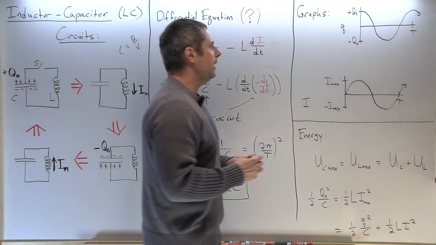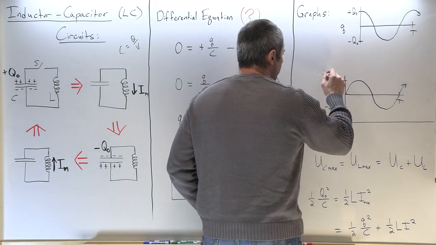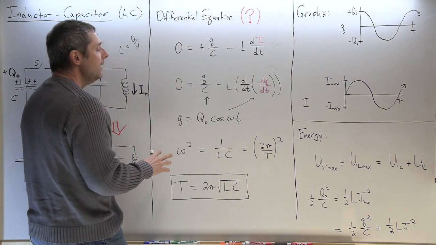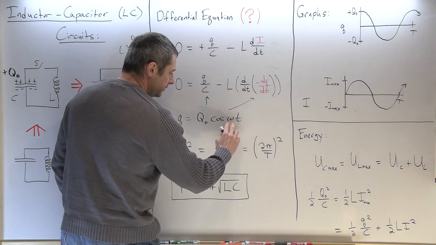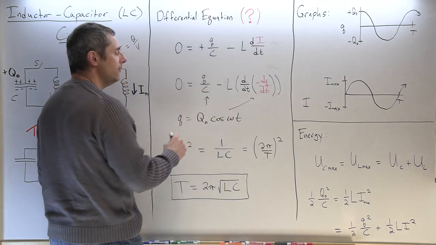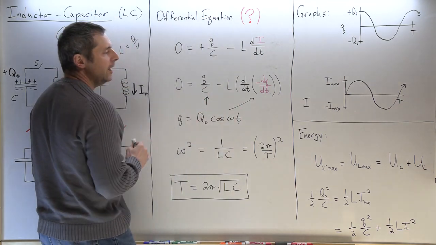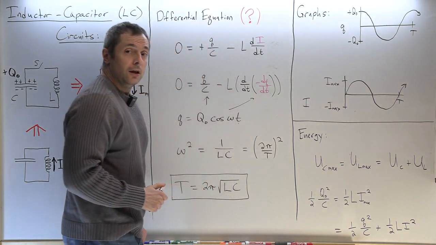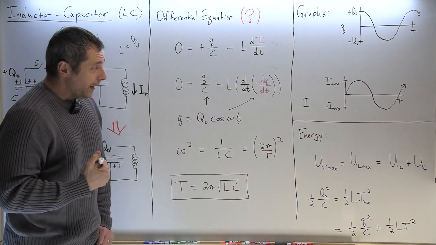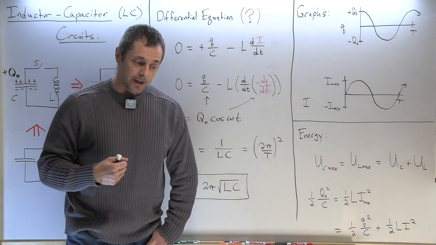So how do we find this current here? One way is we could take this expression, figure out what omega is, take the derivative, and then the term in front of the sine function would be Imax. But the other way to do it is to use energy conservation.